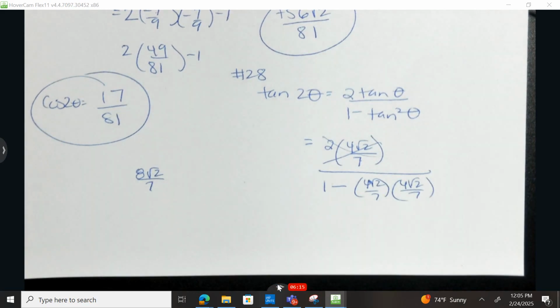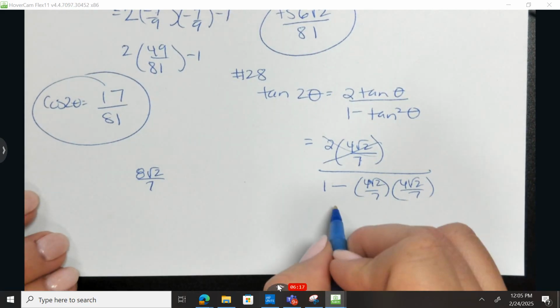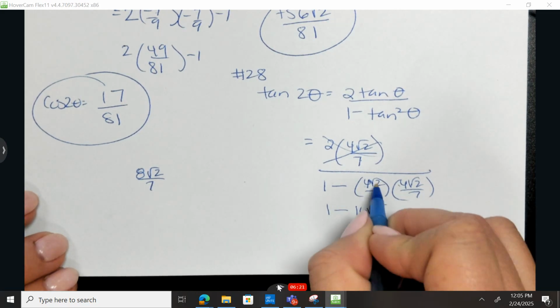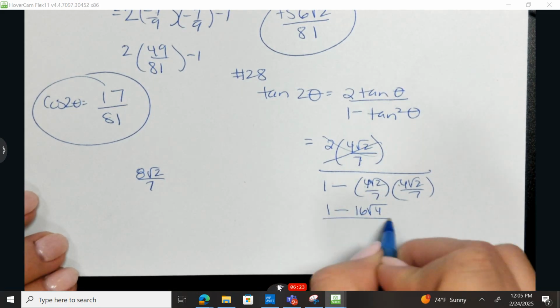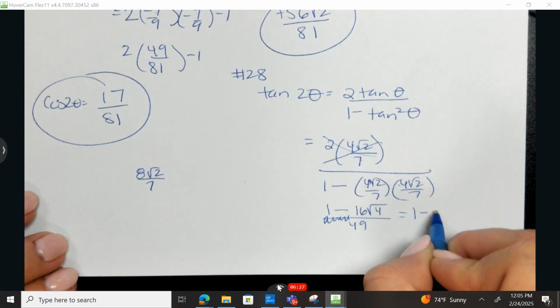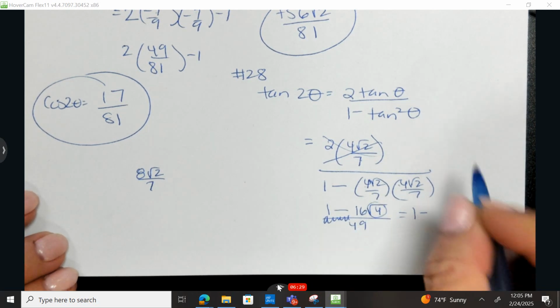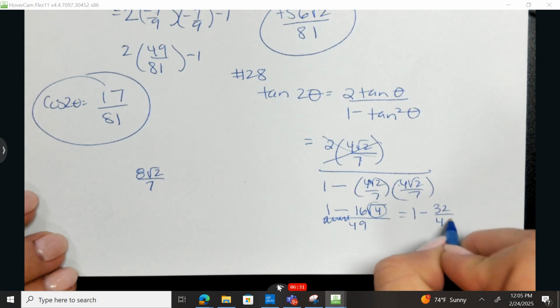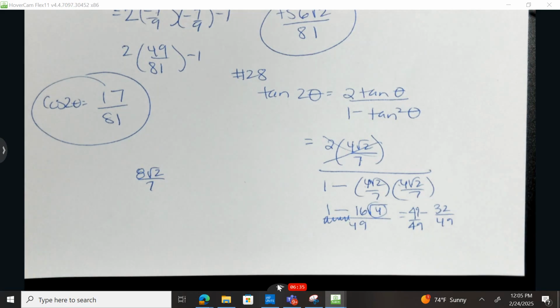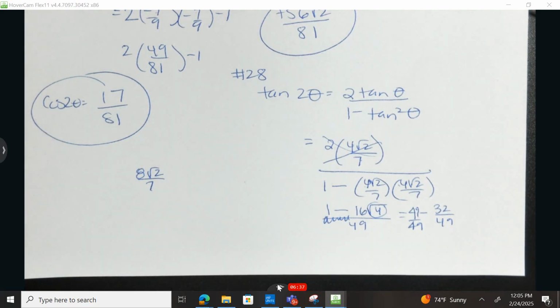That's the numerator. And the denominator, I have 1 subtract 4 times 4 is 16. Square root of 2 times square root of 2 is square root of 4 over 49. 1 minus, well, this is really 2. 2 times 16 is 32 over 49. And that's really 49 over 49 because 49 over 49 is the same thing as 1.